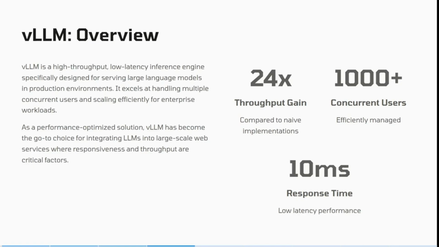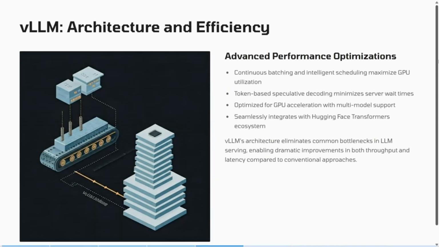more critical factors. You can see over here some of the advanced performance optimizations. You receive continuous batching and intelligent scheduling, which can maximize GPU utilization. It is token-based, so the token-based speculative decoding minimizes server wait times, and it's optimized for GPU acceleration and multi-model support. You can integrate it with the Hugging Face transformers ecosystem as well, and it is really a fantastic architecture.